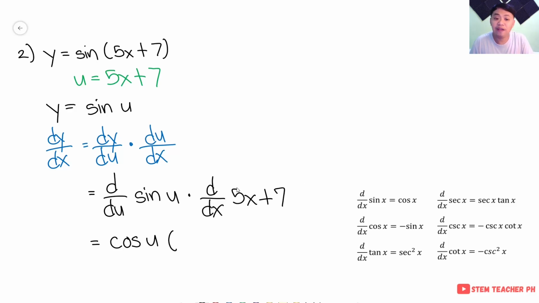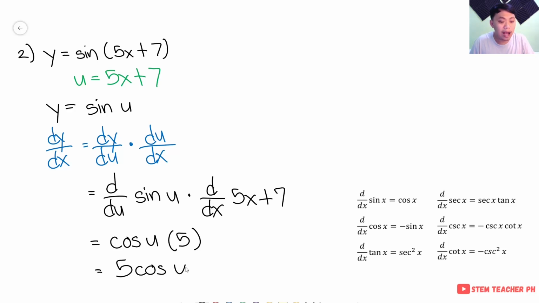The derivative of 5x, ang derivative ng x is just 1. So, this is 5 times 1. So, we have 5. Plus, derivative of a constant is just equal to 0. So, you have 5 plus 0 or simply 5. So, this is equal to 5 cosine of u.